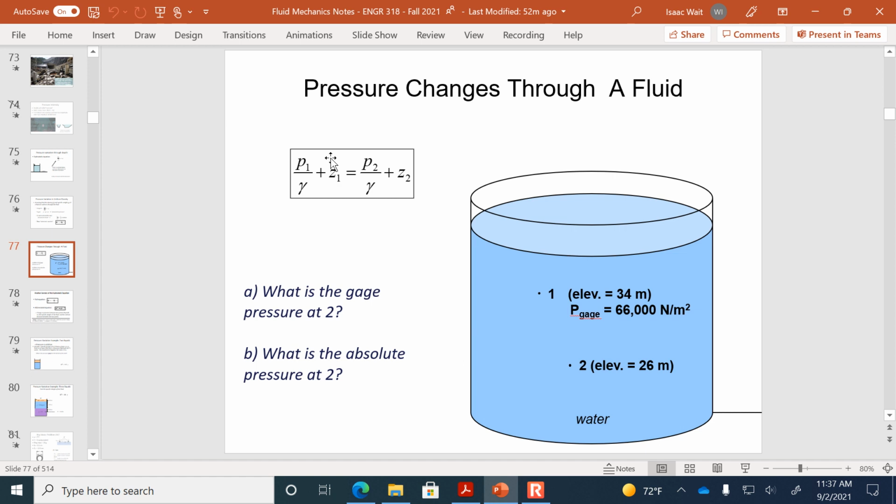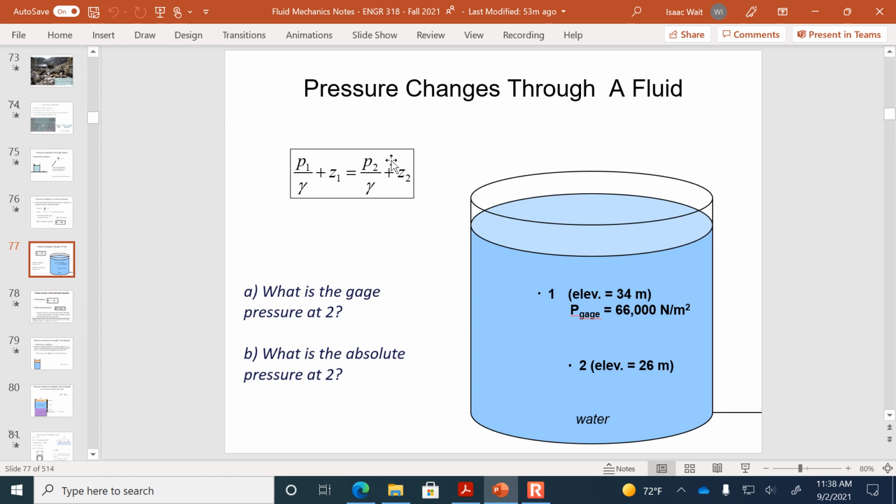So in any case, rearranging this equation to solve for P2, what we get is 144,480 pascals as the gauge pressure. For the absolute pressure, we add 101,325 pascals to that and get 245,805. So did anybody else get those same values? Good. All right. Any questions?